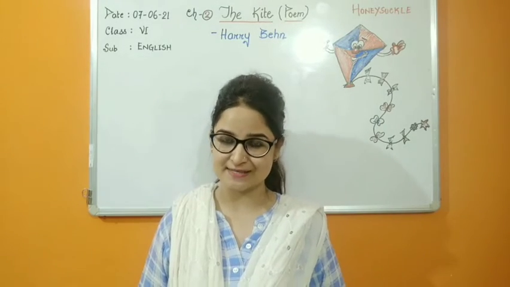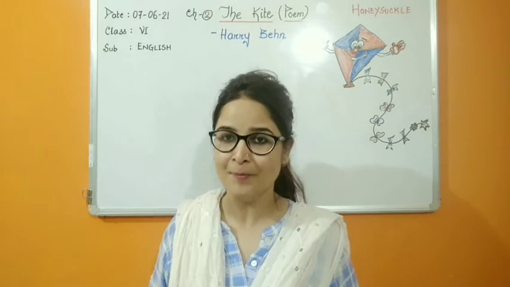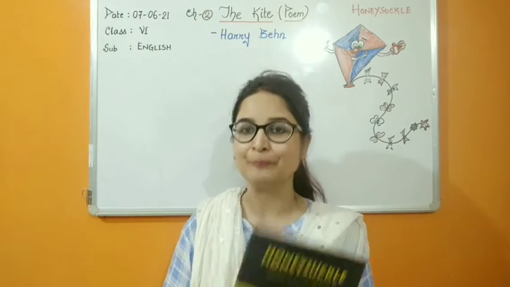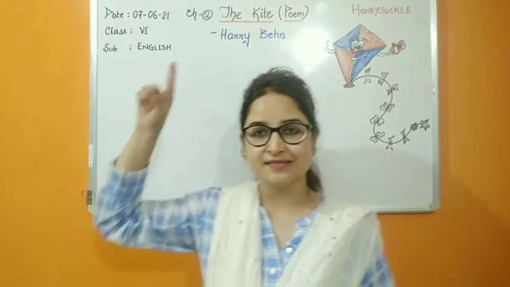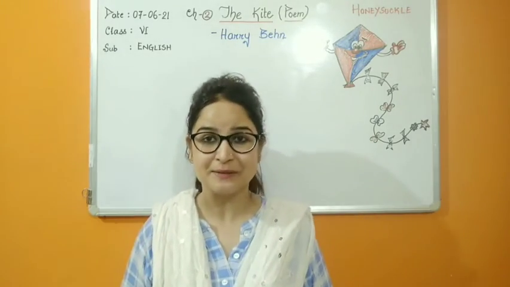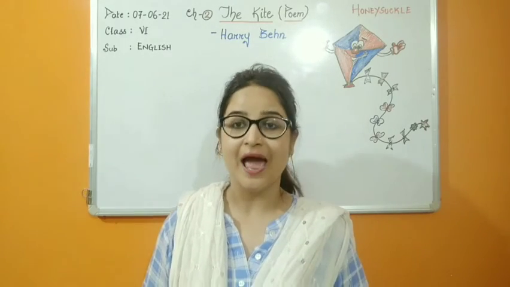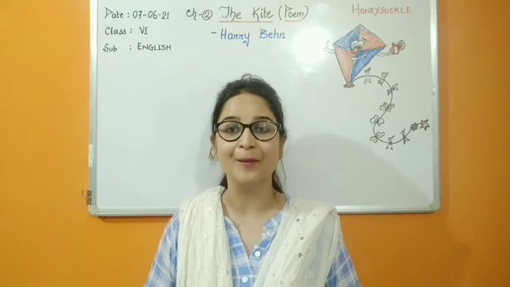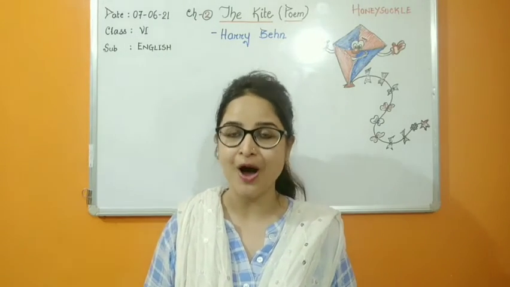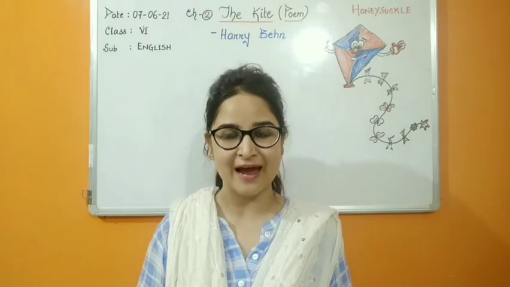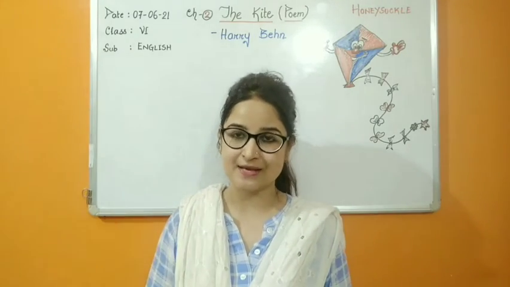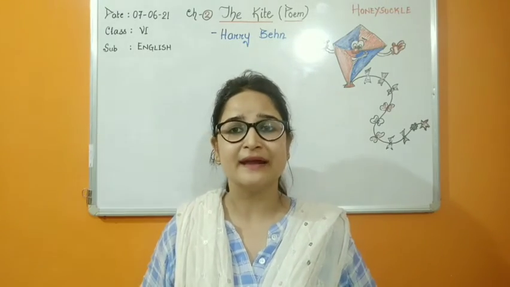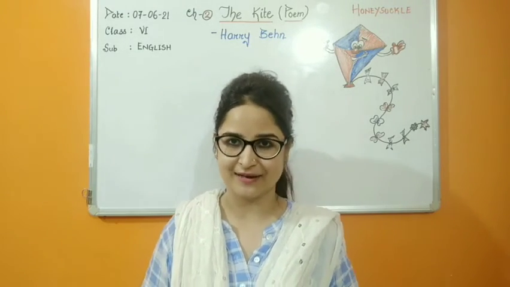For today's English lesson, we will be starting a poem that's included in the second chapter of your Honeysuckle book. The poem is titled The Kite and it's written by an American author, Harry Behn. In this poem, Harry Behn, the poet, has tried to draw a beautiful picture of a flying kite through his words. Most of us might have watched a kite fly, but we never noticed how it does fly, right?